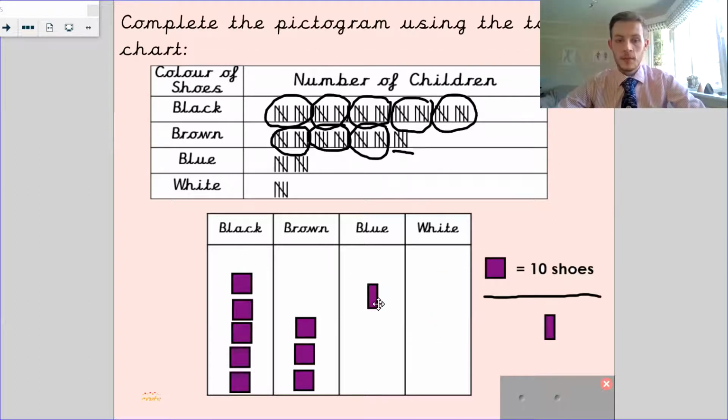So in order to make my pictogram correct, I need to do this. And you can see that is half of my drawing, isn't it? Good job. Right, next one.